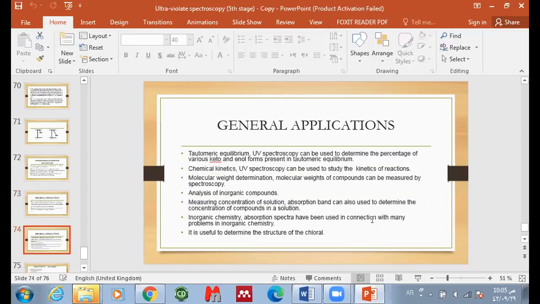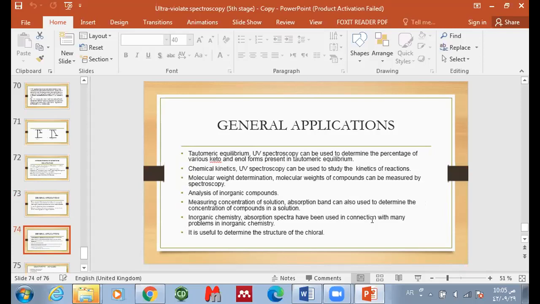So, tautomeric equilibrium. UV spectroscopy can be used to determine the percentage of the various keto and enol forms present in tautomeric equilibrium.